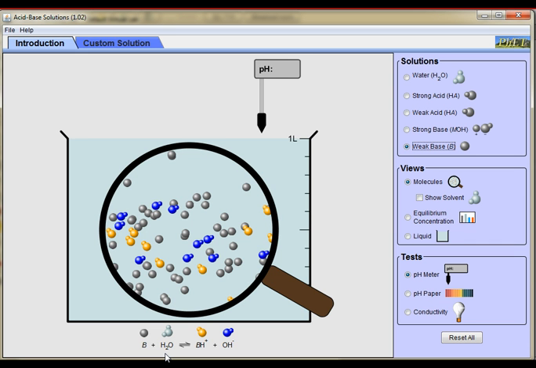Exactly. It can act as an acid or a base depending upon the reaction, depending upon the situation. Okay, that is the beauty of water.